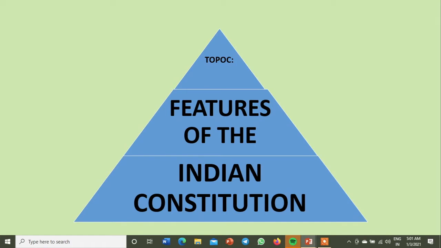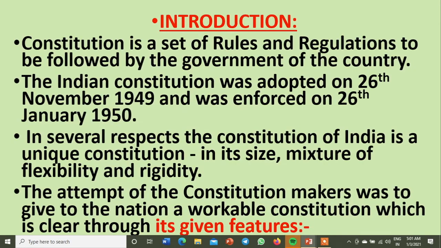Now I will start the discussion of the features of the Indian Constitution. I will start with the introduction of the Constitution. The Constitution is a set of rules and regulations to be followed by the government of the country. The laws of the land, the rules of the country are for the citizens. But how does the government work? Government works according to the Constitution.